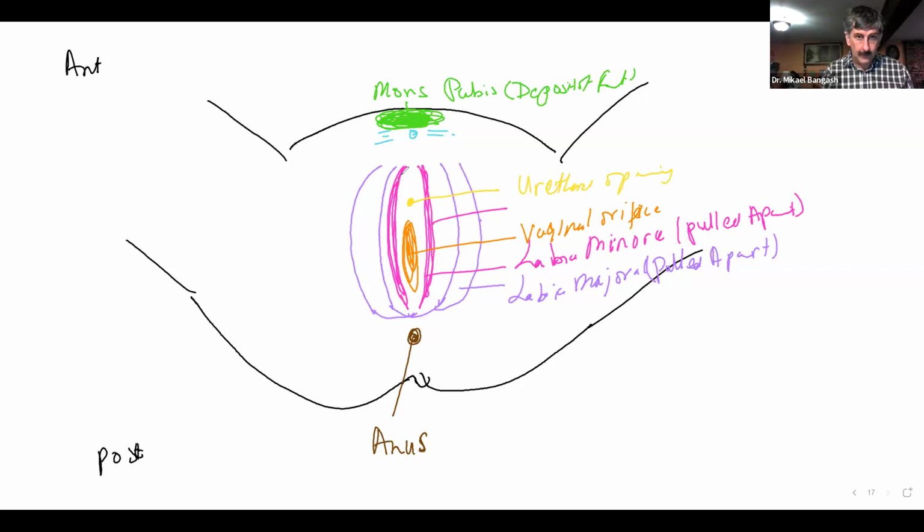Now, guys, at the anterior border of your labia minora, actually, it will be circling around, I mean, turning around a structure here, which we call the clitoris.